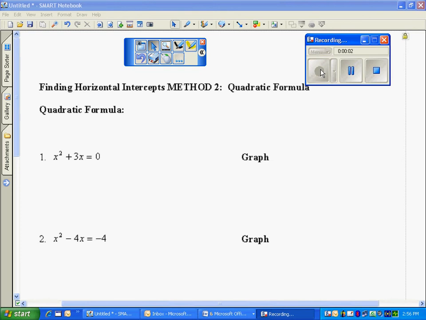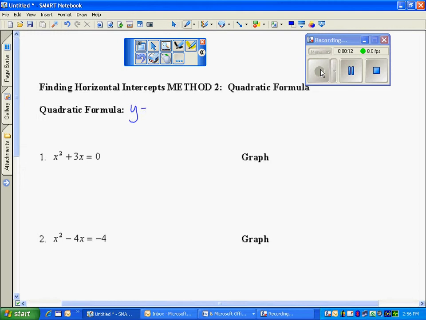A second method for finding the x-intercepts, the zeros, the roots, of a quadratic, if you don't like to factor, is called the quadratic formula. What it does is it takes a standard form quadratic and puts it into this little recipe. The recipe we can show comes from completing the square, but I don't think at this point you need to know that. Let's look at the recipe.